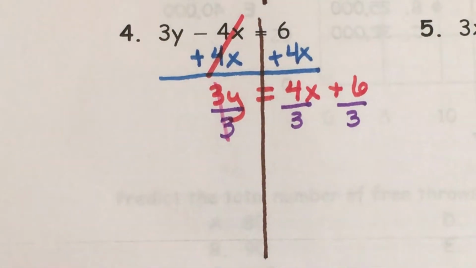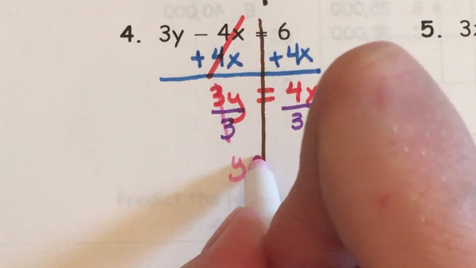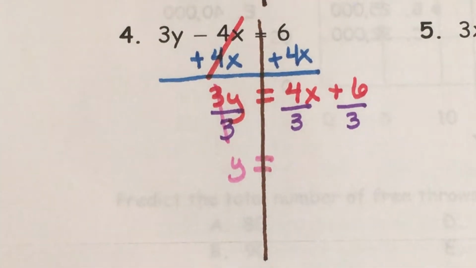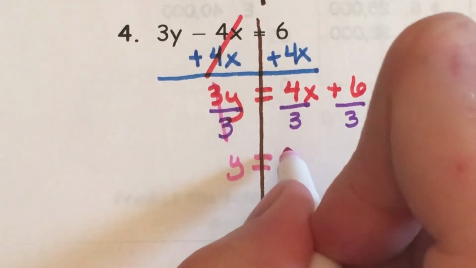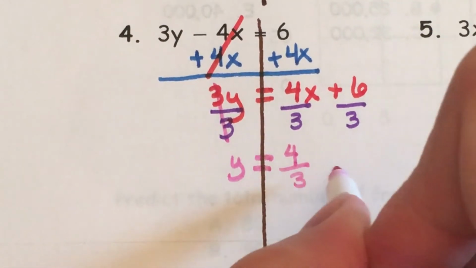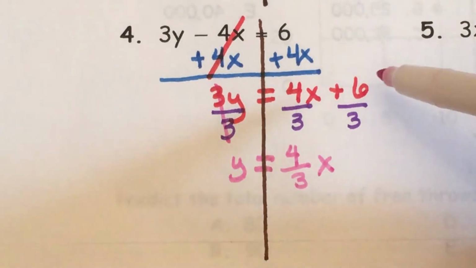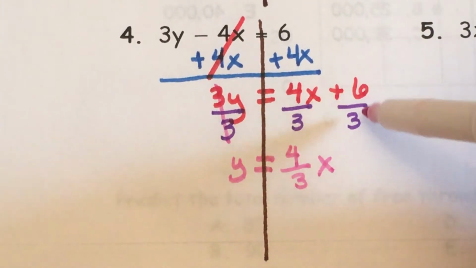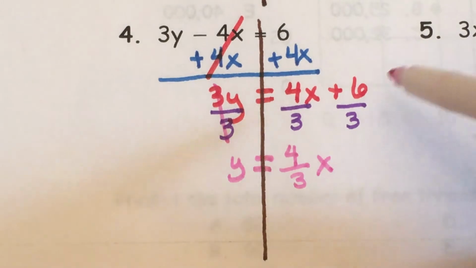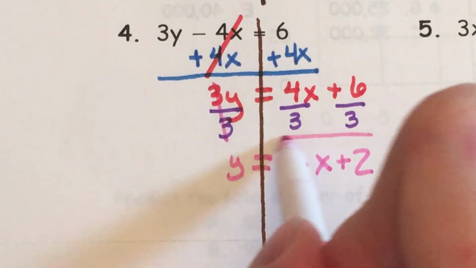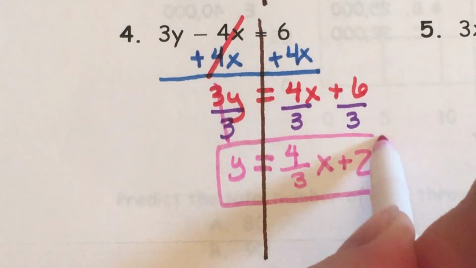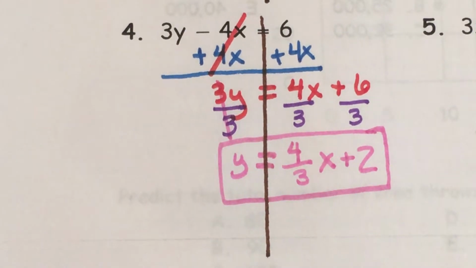Those 3's on the left cancel out, leaving me with y equals, can we reduce 4 over 3? No, it does not reduce. Can we reduce 6 and 3? Oh yeah, 6 divided by 3 is just 2, so plus 2. And there you go. All right, that wasn't bad.